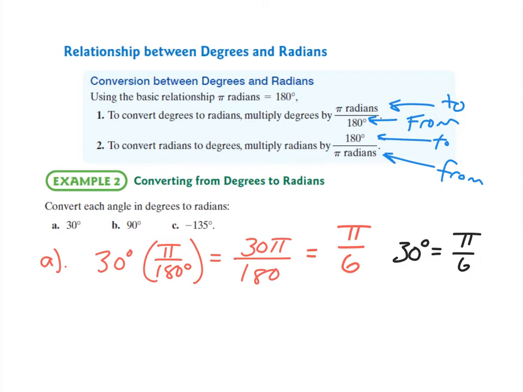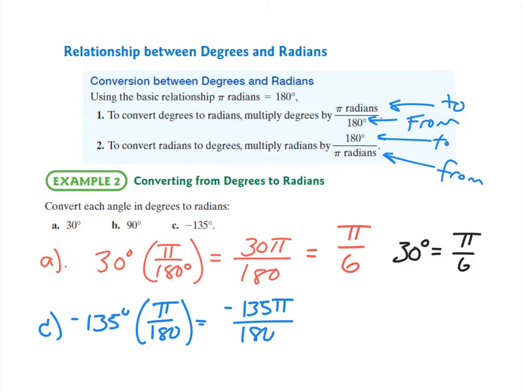Okay. I'm going to skip part B because we're going to do that later. For part C, I want to convert negative 135. So we do that by multiplying by pi over 180. And then I'm going to simply write negative 135 pi over 180.